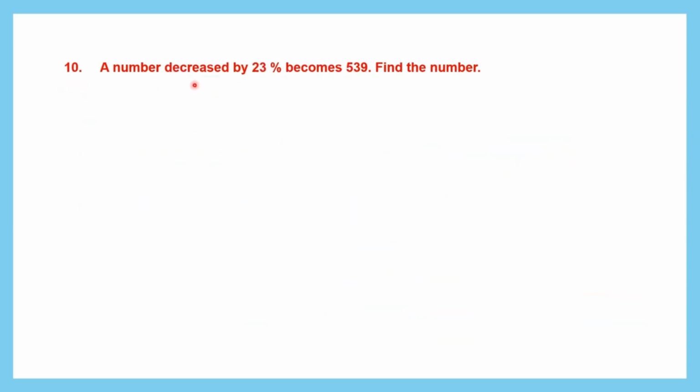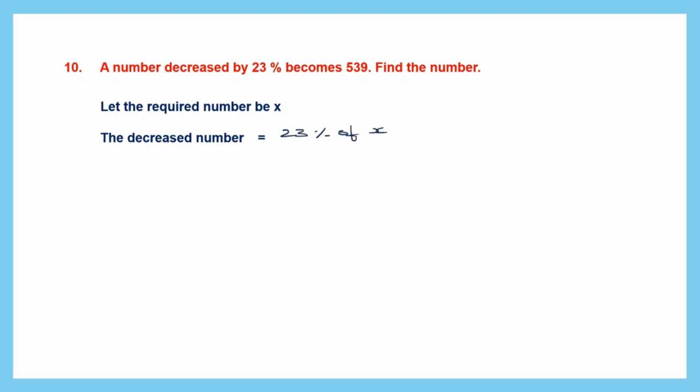Question 10. A number decreased by 23% becomes 539. This is just like the previous one. There it is increased, here it is decreased. We have to find the number. So this number we don't know. So let the required number be x. Now the decreased number will be 23% of x. So 23% of x, which is 23 by 100 into x, and this becomes 23x by 100. So this is the decreased number.